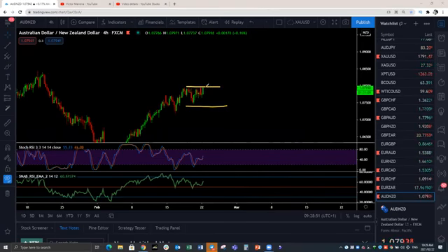There's a possibility for this one more down before we push up higher. 1, 2, 3, 1, 2, 3. Downside, we're going to look for upside. Otherwise, we can just go from here. That is Audi New Zealand.